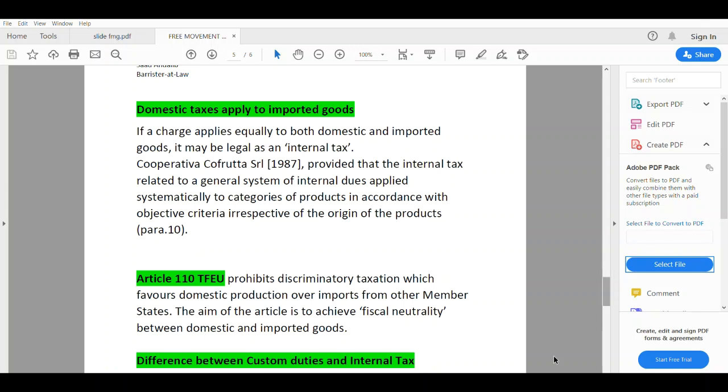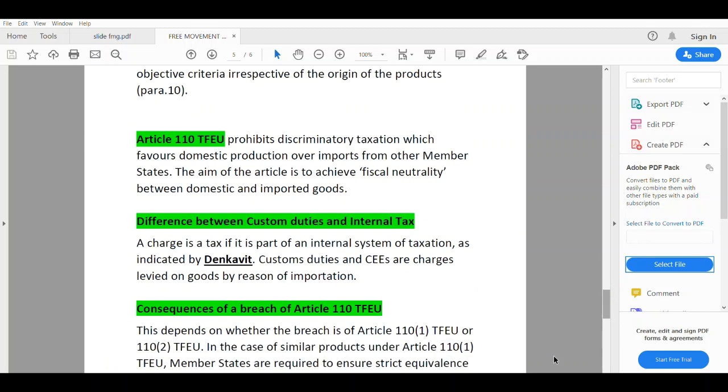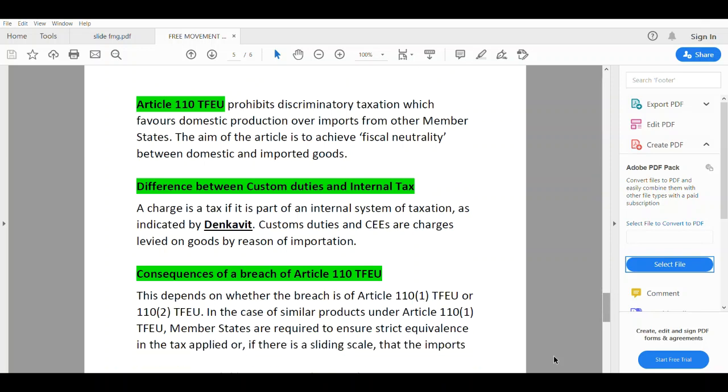Internal taxation is distinguished from customs duties and charges having equivalent effect. Now we'll look at the distinction between customs duties and internal tax. For this, I will give you an example and a suggestion to identify which prohibition falls under Article 30 and which falls under Article 110 of the TFEU.